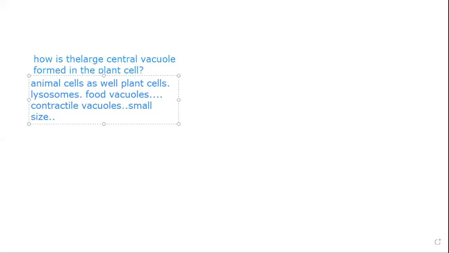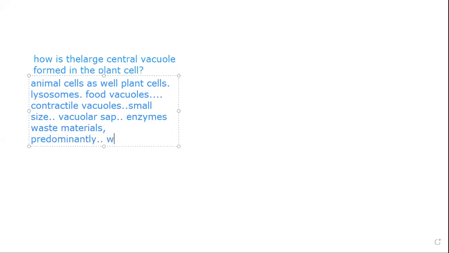The liquid that is present in the plant and the animal vacuole is known as vacuolar sap, which is mainly seen to contain enzymes in animals or waste materials. Okay? Then in the plant cell, it is predominantly seen to contain water.